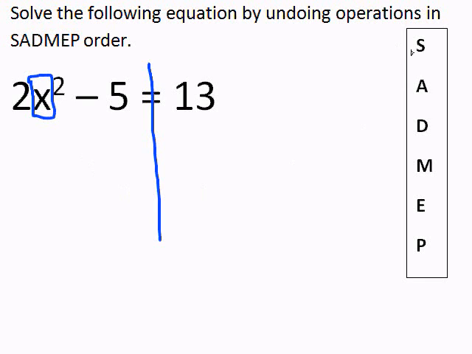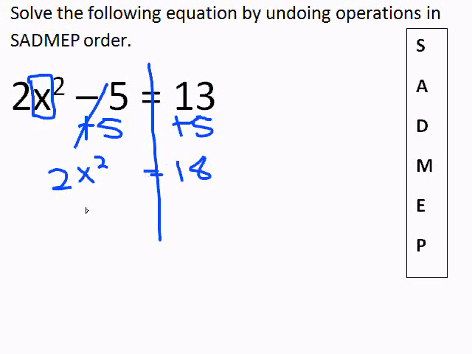Then we're going to take a look at SADMAP. Our first step, or first operation to undo, is subtraction or addition. So we go over here to the side with the x, and we see if there's any subtraction or addition we can undo, and we see that there's a minus 5. So we can do that by adding 5 to both sides of our equation. The negative 5 and 5 cancel, giving us 2x squared is equal to 13 plus 5, which is 18.